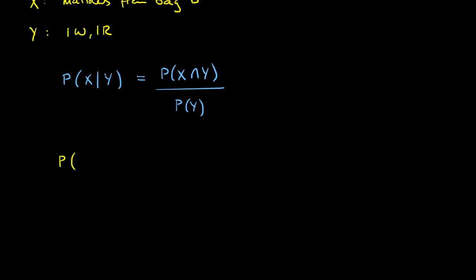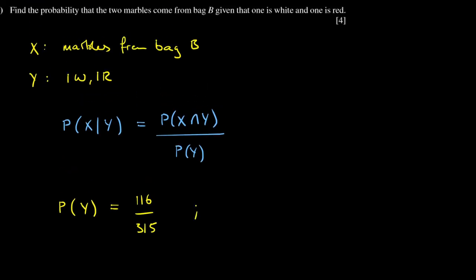So the probability of one white and one red, which is what I called event Y, is 116 upon 315. Okay, so that's the first thing. Second thing is the probability of X intersection Y.